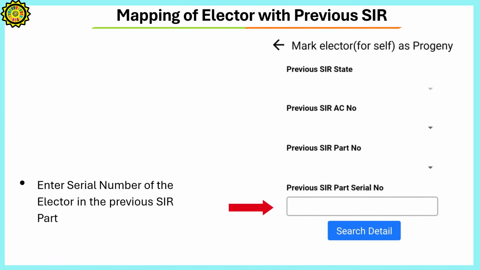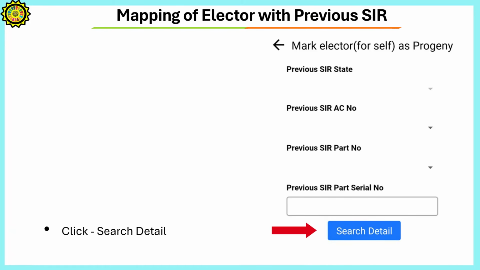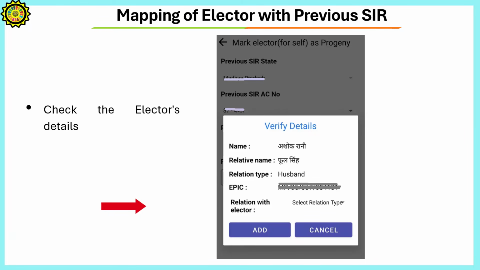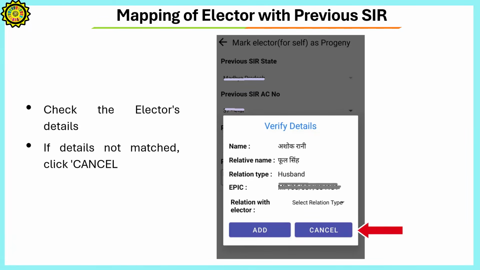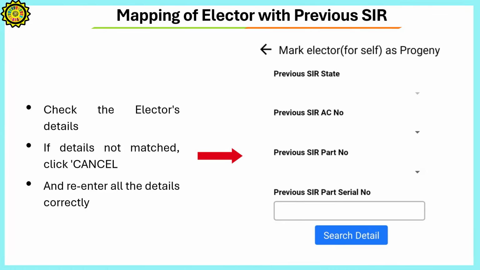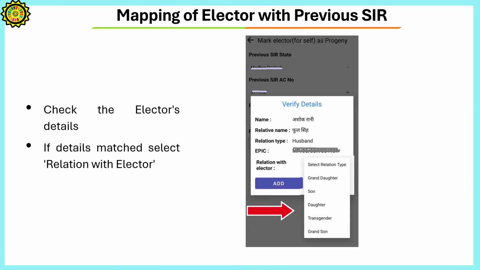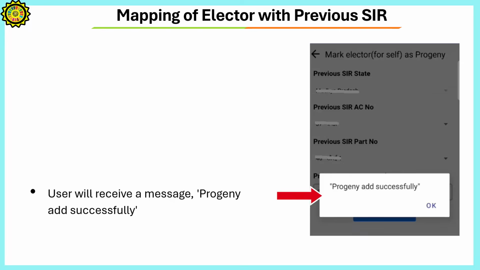Enter serial number of elector in the previous SIR. Now click Search Detail. Check the elector's details. If details not matched, then click Cancel. Now re-enter all the details correctly. If details matched, select Relation with Elector. Then click Add. User will receive a message, Progeny added successfully.